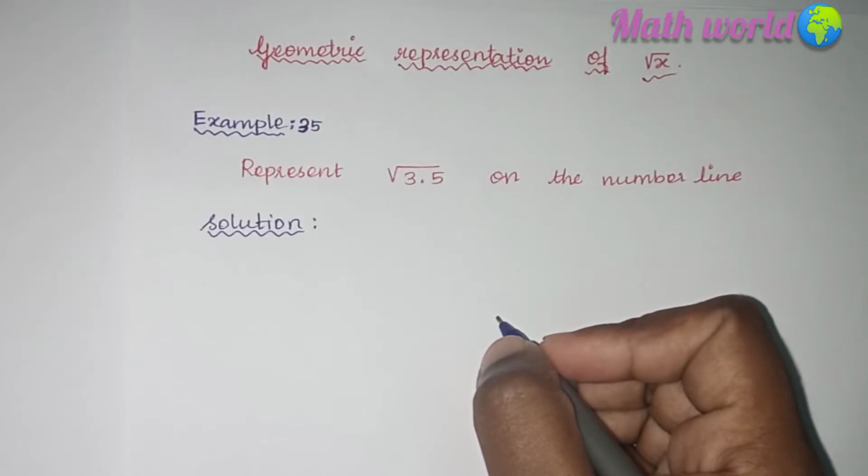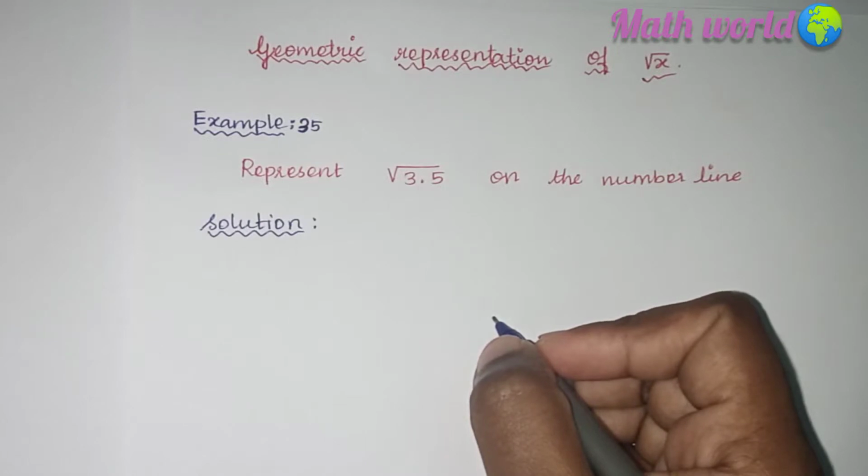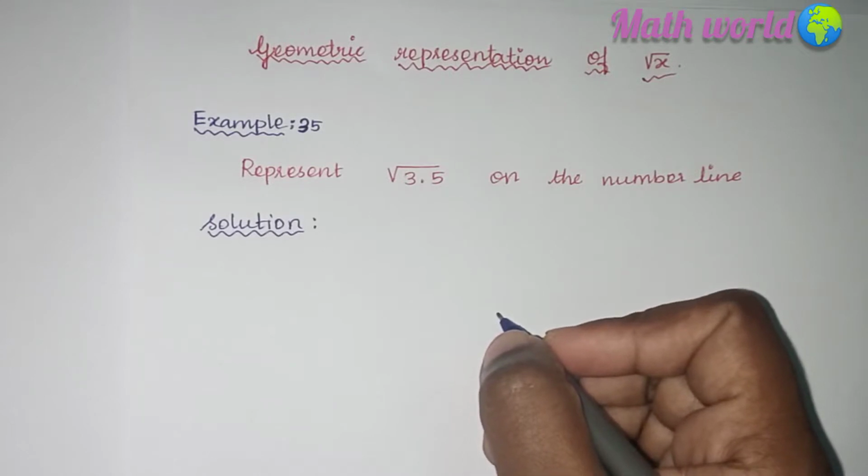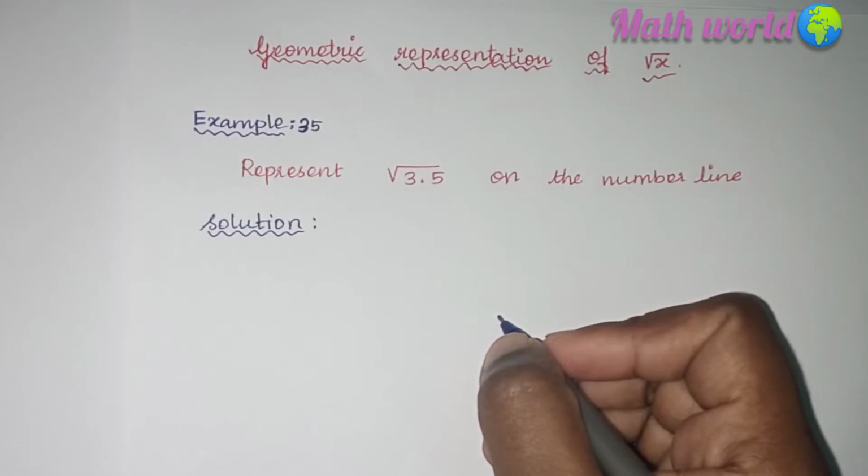Already we have seen some square roots of irrational numbers on the number line, square root of 2 or square root of 3 or square root of 5 or square root of 7. That we have seen already in one video. I will add that video in this description box. Now you can see here, represent square root of 3.5 on the number line. How we can do this is very easy.